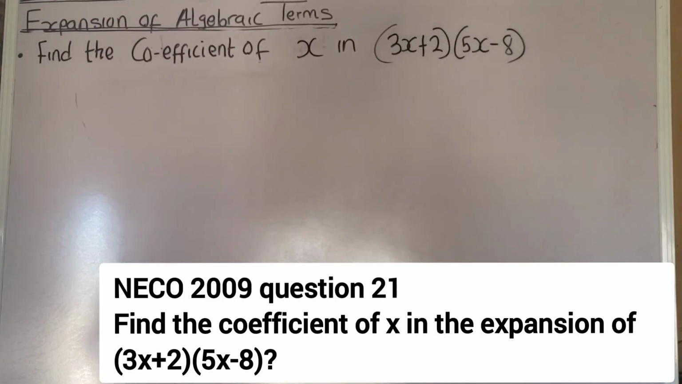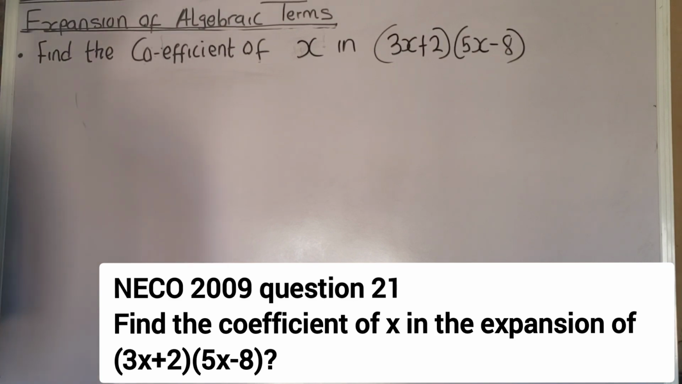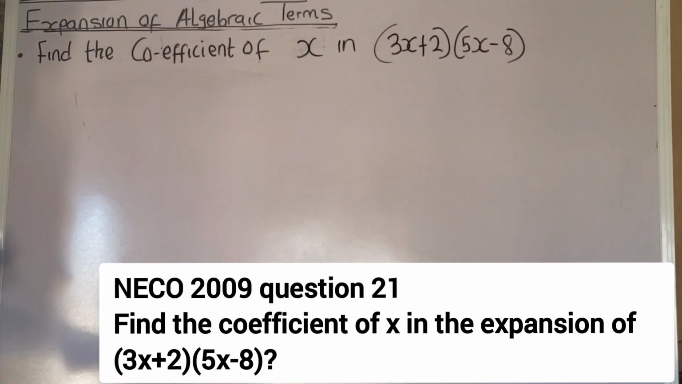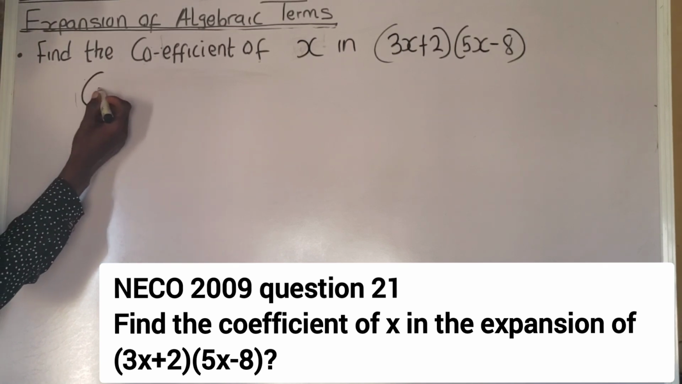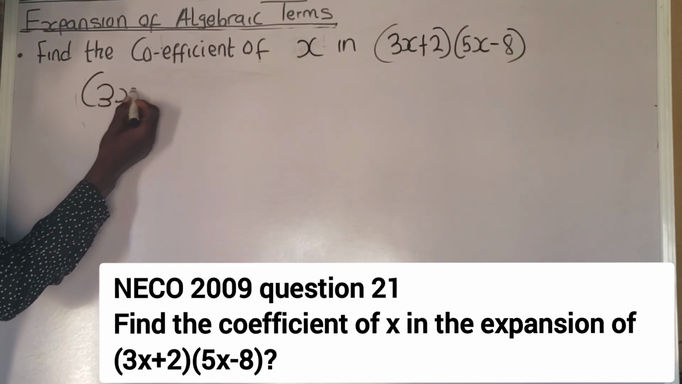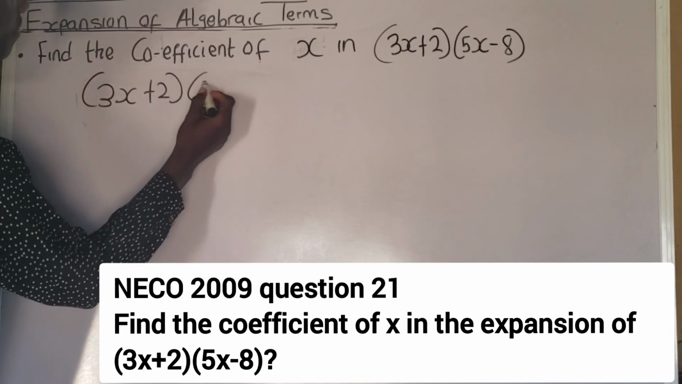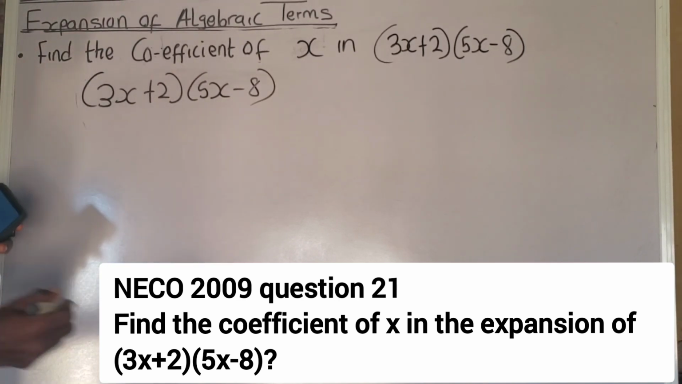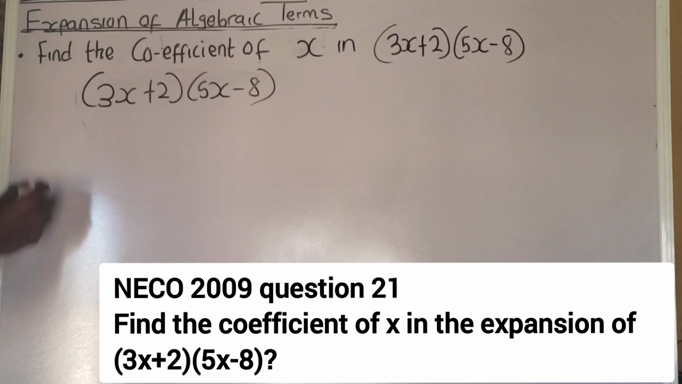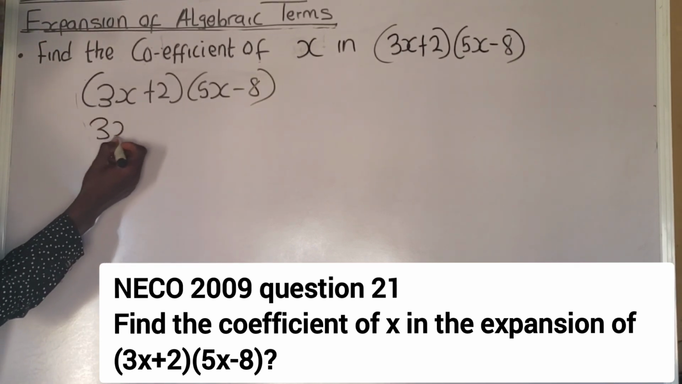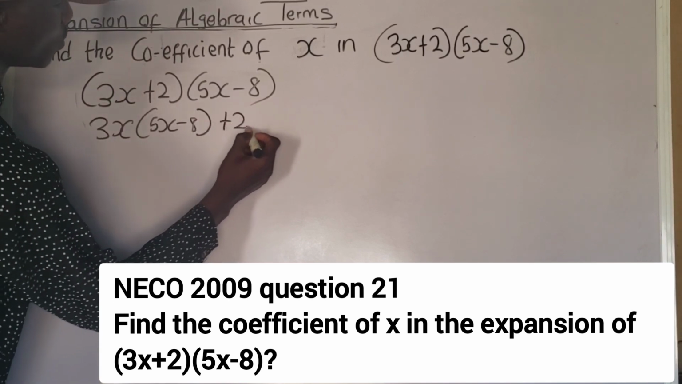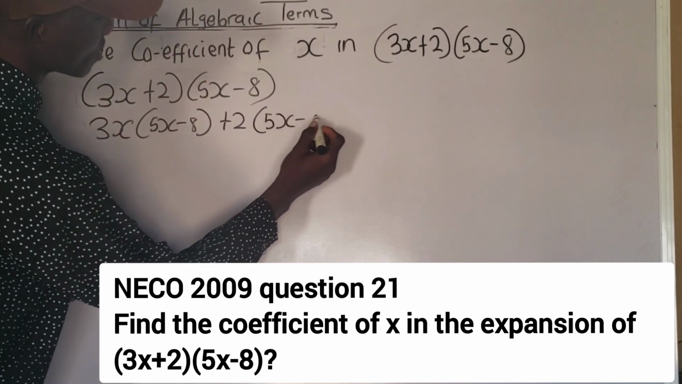The next question. We are asked to find the coefficient of x in the expansion of (3x + 2)(5x - 8). Please pay attention. Let us take the product and expand. I'm going to have 3x plus 2 and 5x minus 8. Don't forget the goal: the goal is to find the coefficient of x. So let us expand this. I'm going to have 3x into bracket 5x minus 8, and plus 2 into bracket 5x minus 8.